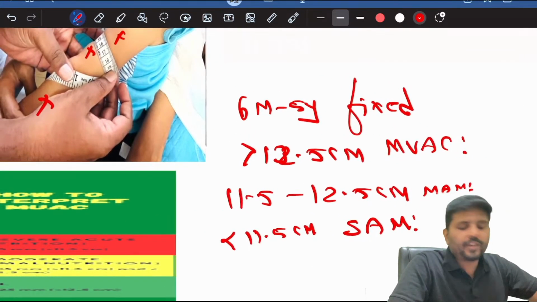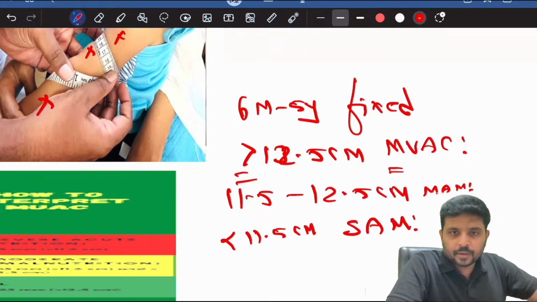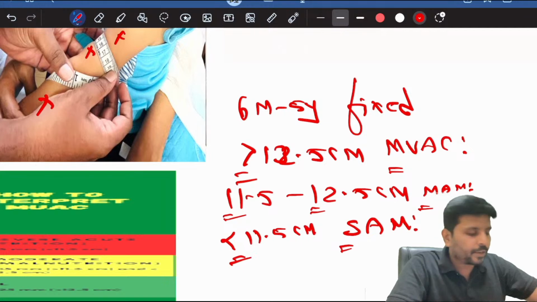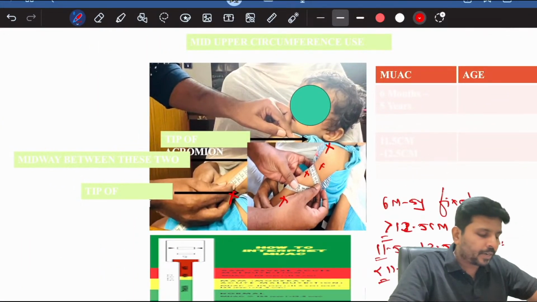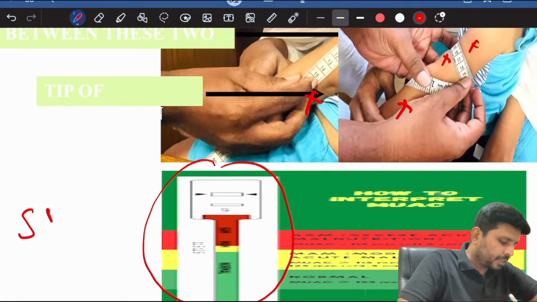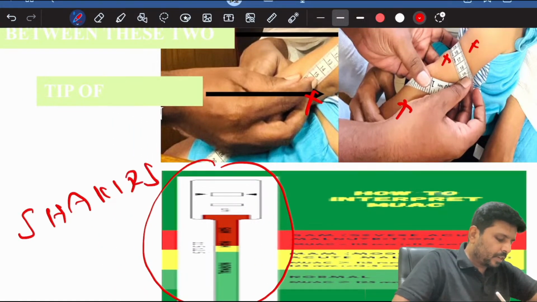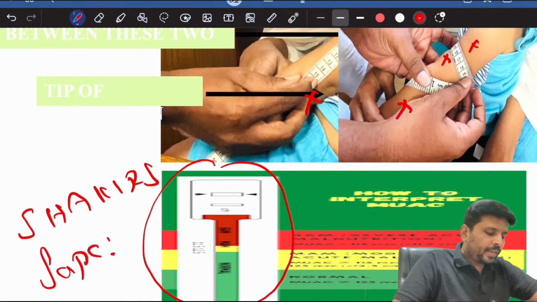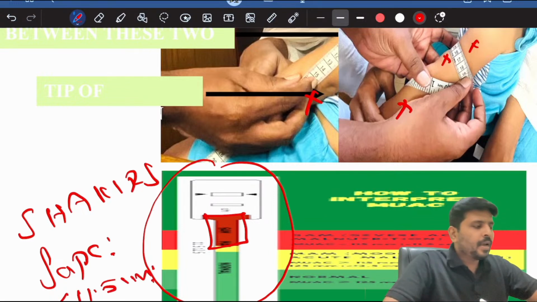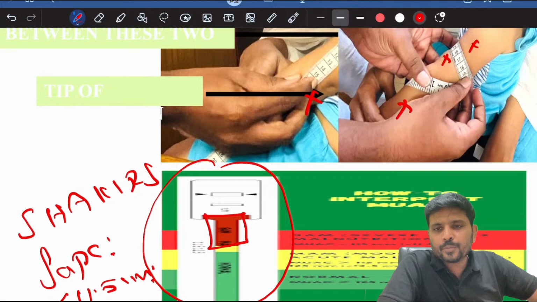So from 6 months to 5 years it is fixed. More than 12.5 centimeter is normal, between 11.5 and 12.5 is moderate acute malnutrition, and less than 11.5 is severe acute malnutrition. This is very, very important. It can be measured with a special tape called Shakir's tape. In Shakir's tape, if it comes in the red zone, then the mid upper arm circumference is less than 11.5 centimeter, and the child is said to have severe acute malnutrition.